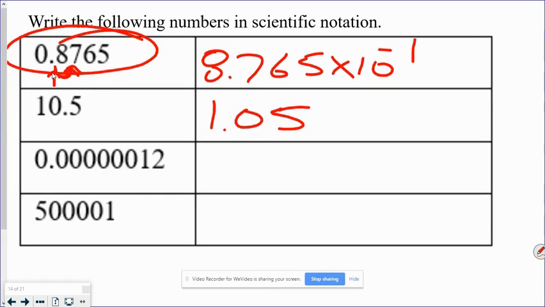1.05, decimal goes behind the first non-zero number, times 10. Now I got to think. This number is greater than 1, so that means I get a positive exponent. I got to move it 1 spot, so it's times 10 to the first.